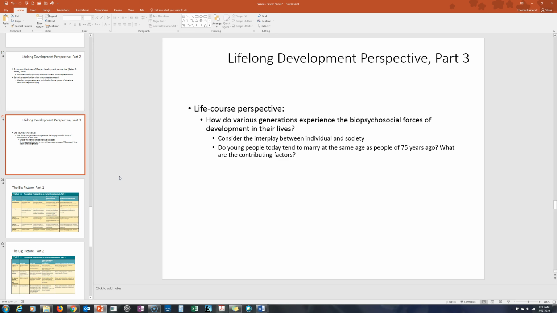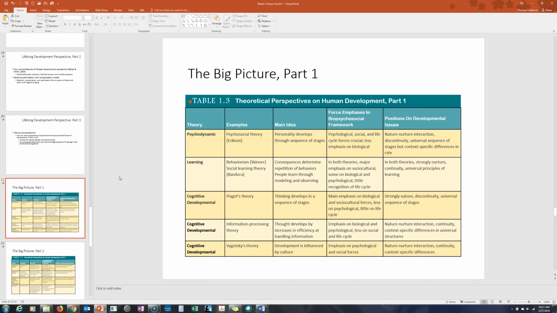Life course perspective discusses how various generations experience biopsychosocial forces. And this perspective talks about the interplay between individual and society, that kind of thing. So here is a chart, the big picture, about these various theories and how they are related to the biopsychosocial approach. And here's some perspectives on their nature-nurture interaction and some of the other perspectives.